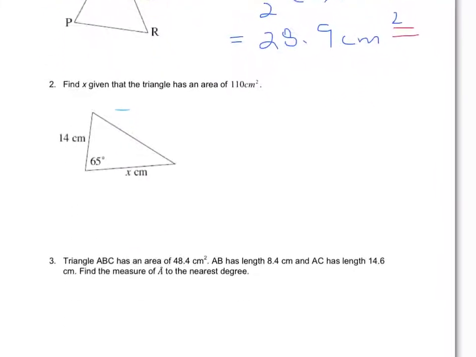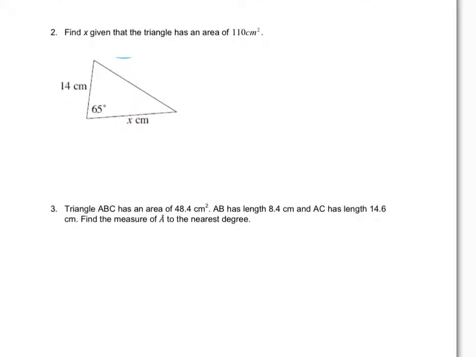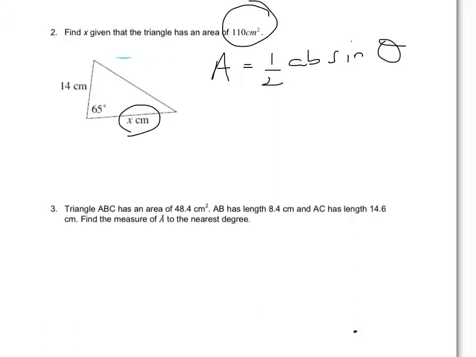Awesome. Now, question number 2 says as follows. Given the area of 110 centimeters, that's right here, find the unknown side. Again, I'm going to start with my formula. Area is equal to a half AB sine theta, and I'm going to substitute the things that I know. Area is 110, a half. One of the sides is 14. The other side is x, and sine 65 is what I know.